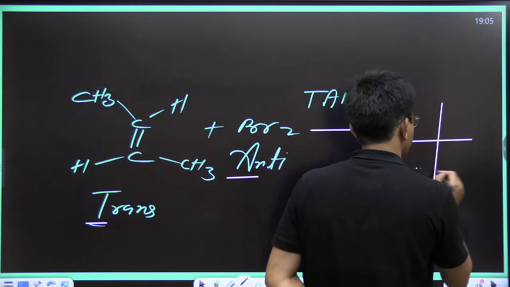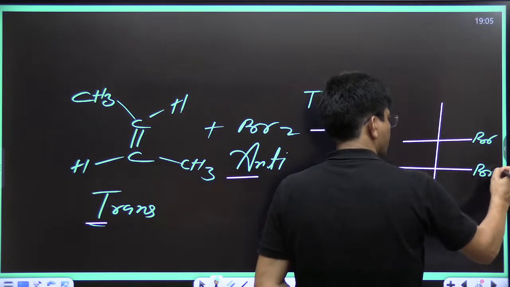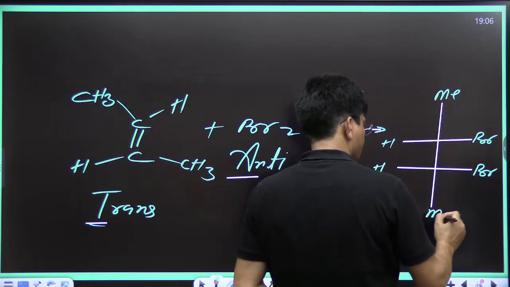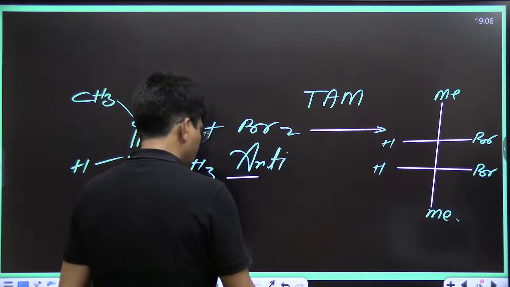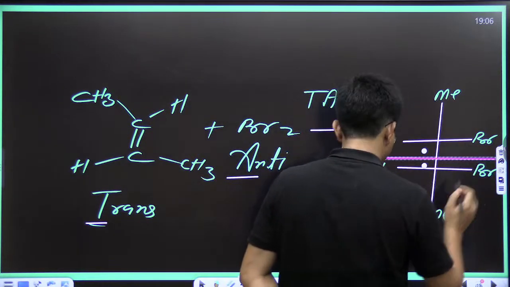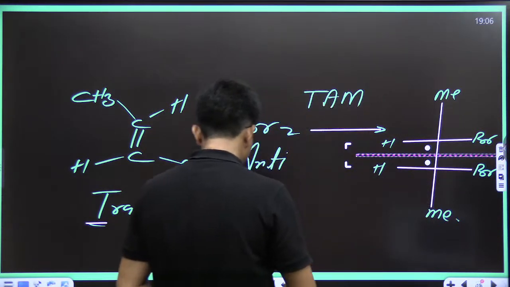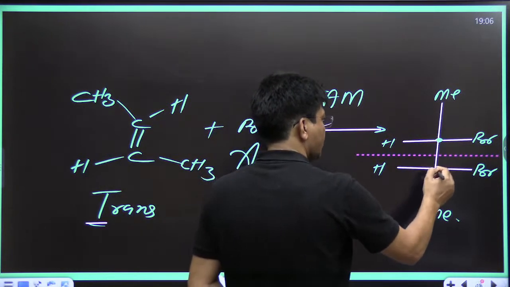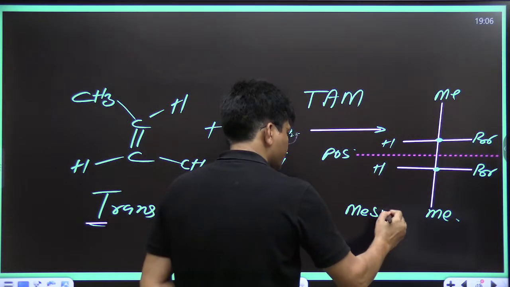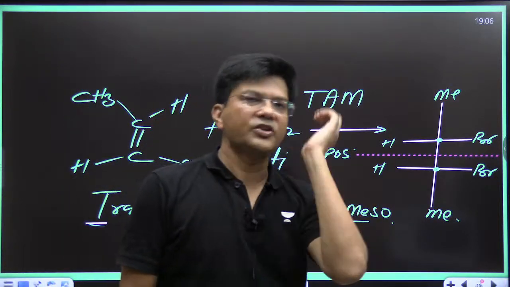The meso product means the compound has chiral carbons, but also has symmetry, and due to that plane of symmetry, the compound has become optically inactive. Just see to it. This compound has a plane of symmetry. This is the plane of symmetry. Even though two chiral carbons are there, the compound has a plane of symmetry. So this is meso.